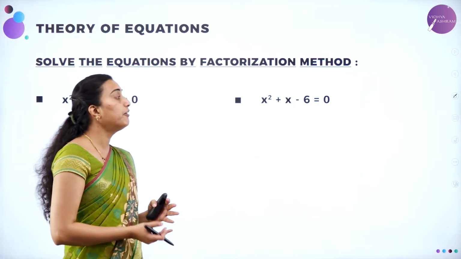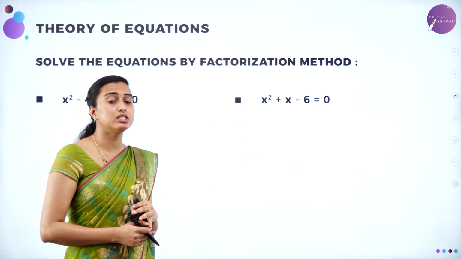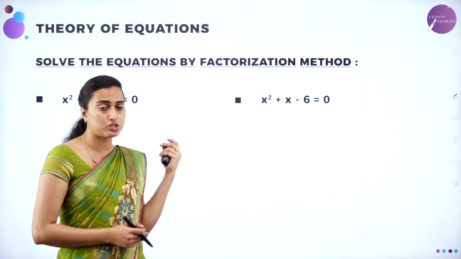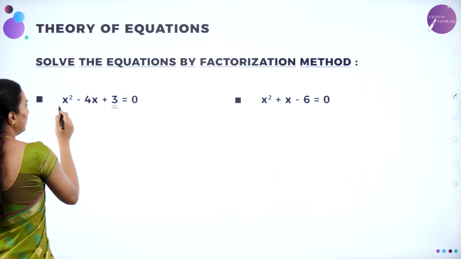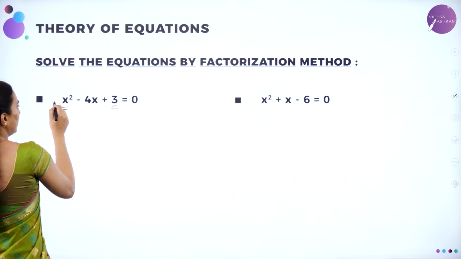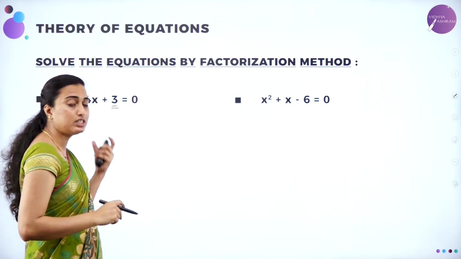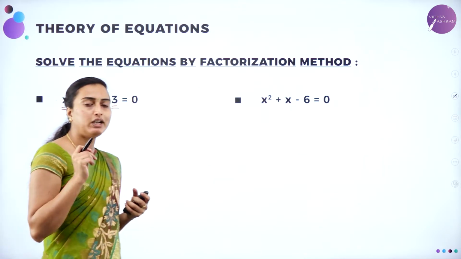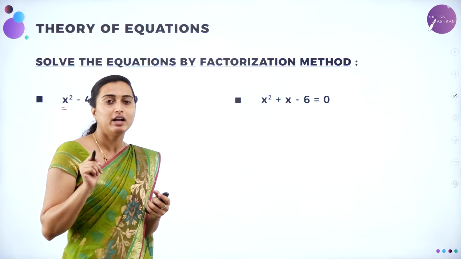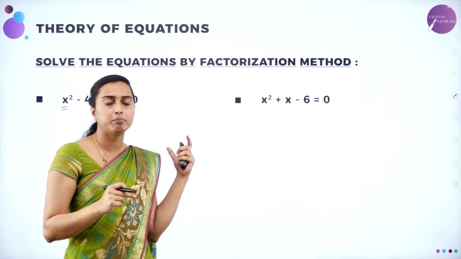Solve the equation by the factorization method. Factorization method means you need to find out the roots. So, here let me take the left hand side. See, multiply 3 into 1. This is x squared you are having. 3 into x squared is 3x squared. So, if you multiply, you should get 3x squared. If you add or subtract, you should get minus 4x.